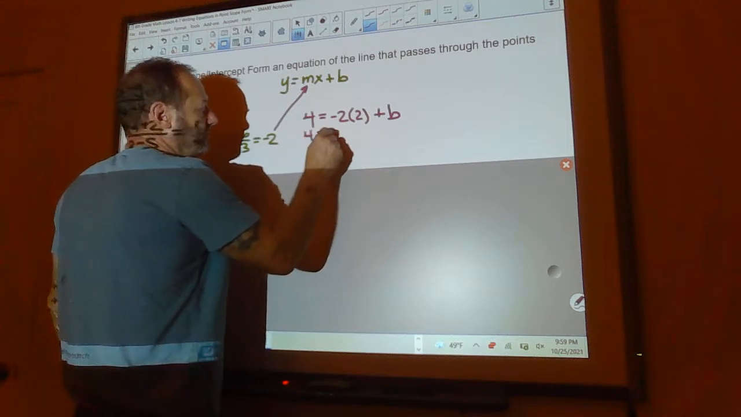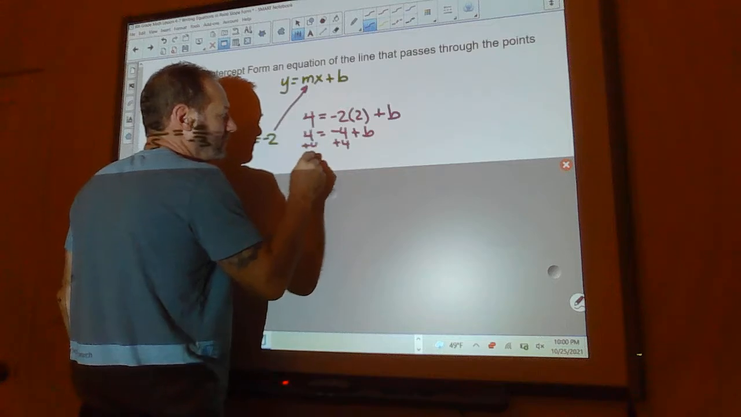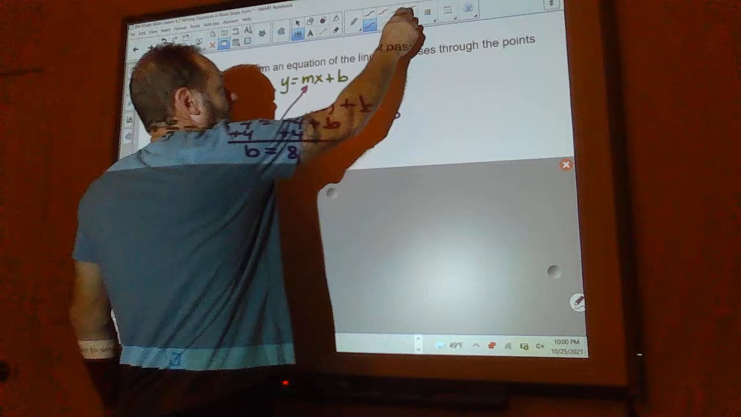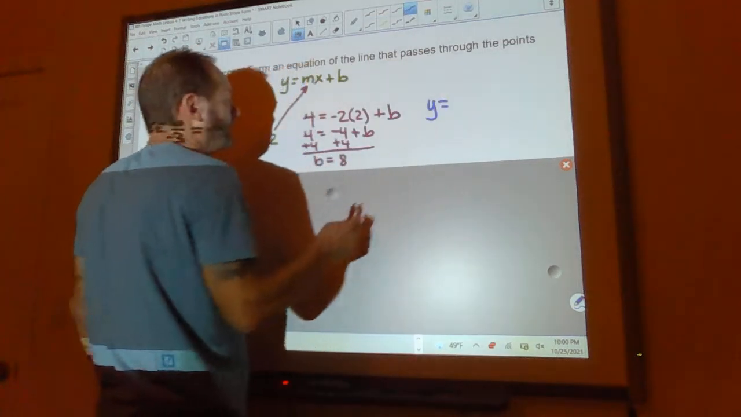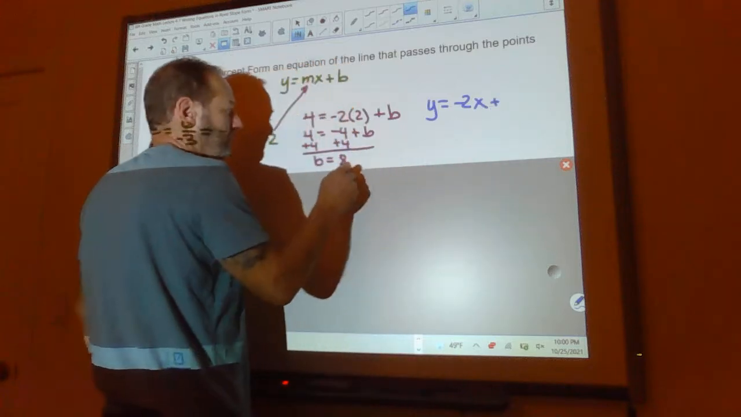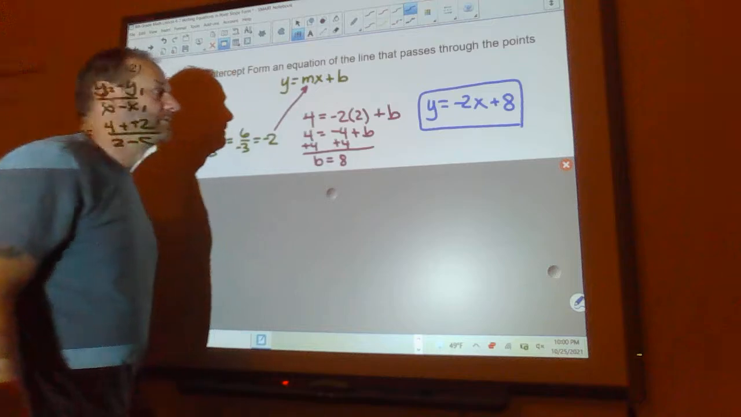So 4 equals -4 plus b. Add 4 to both sides. B is 8. So now I can write my equation. Y equals mx plus b. Done.